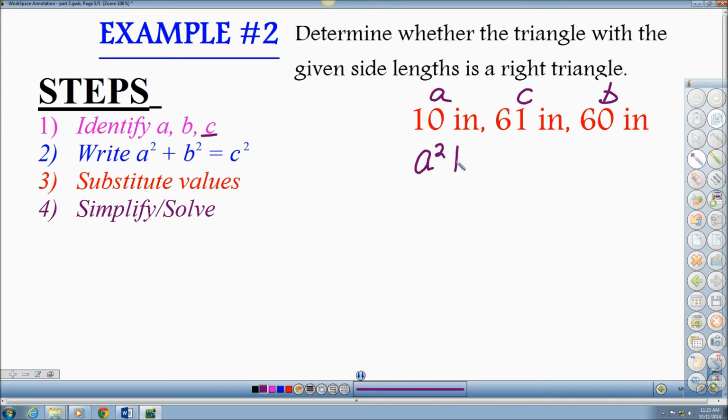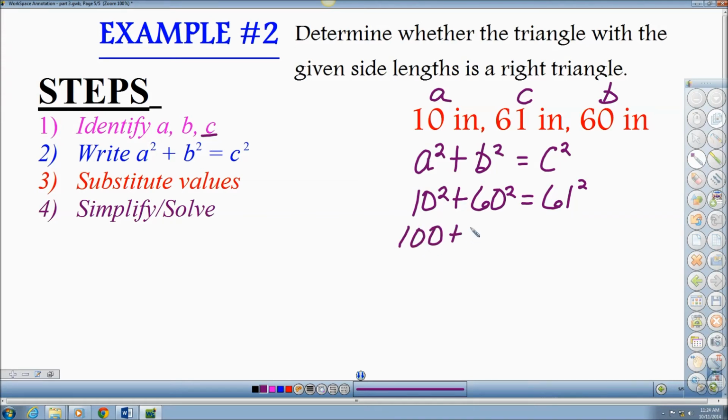So a squared plus b squared equals c squared. So a is 10, so 10 squared, plus b, which is going to be 60, that gets squared, and side C is 61, and I square that as well. So I now simplify or solve. So 10 squared is 100. I add that to 60 squared, which is 3,600. And 61 squared is 3,721.